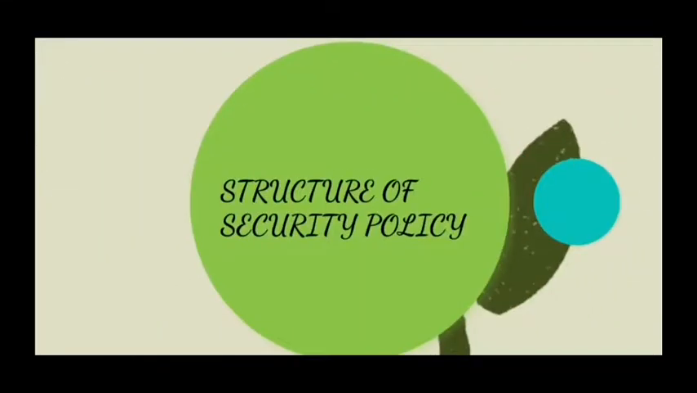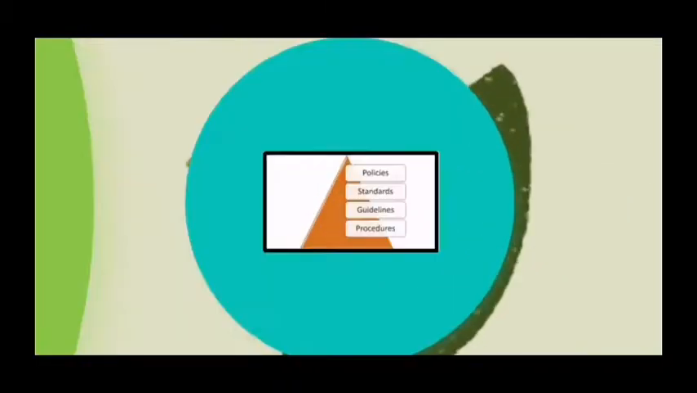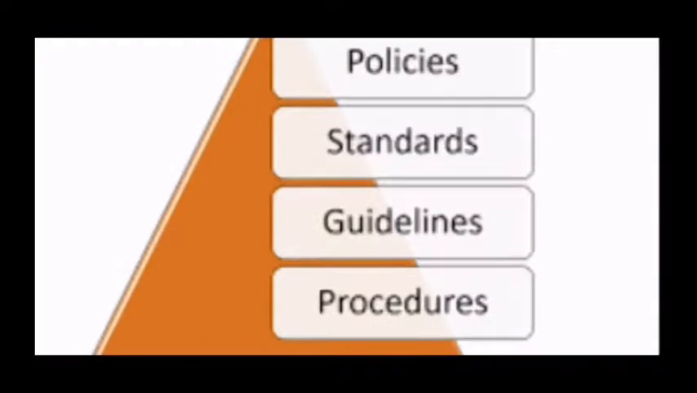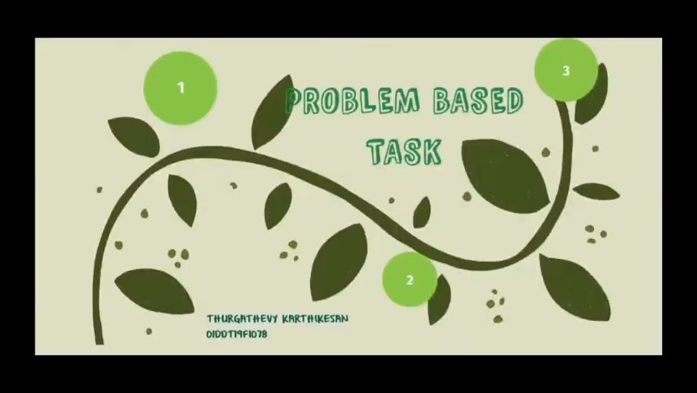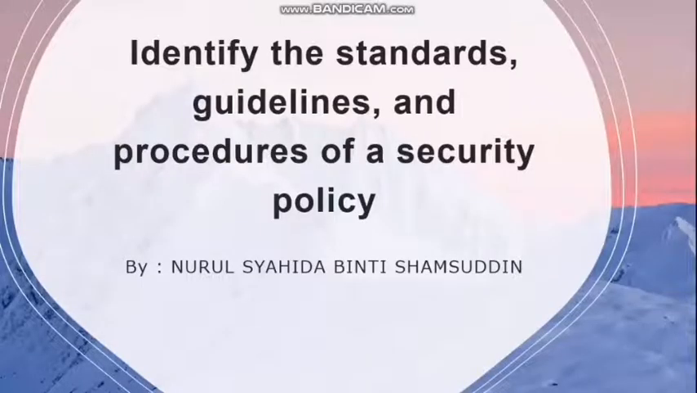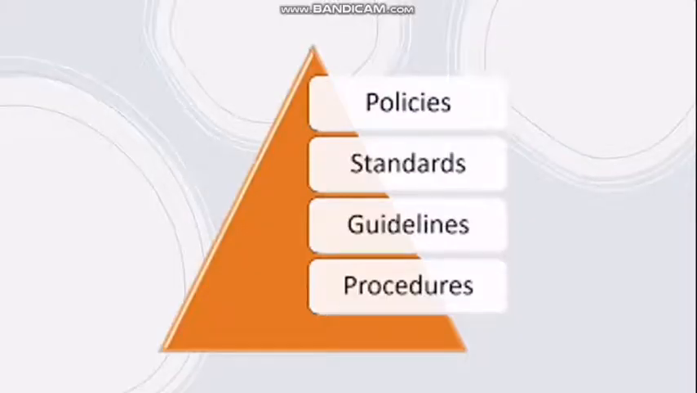And the last is the structure of security policy. Okay, for this we have a diagram. This diagram is like a hierarchical structure. It is divided into four: policy, standard, guidelines, and procedure. Okay, based on this it is called the structure of a security policy. The standard, guideline and procedure of a security policy. Okay. Ini piramid untuk polisi, standard, guideline and procedure.